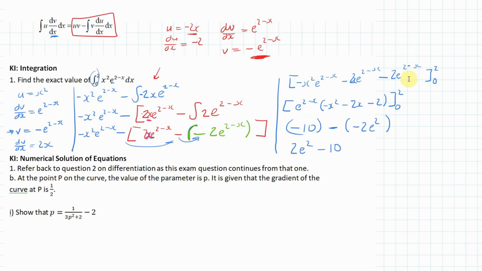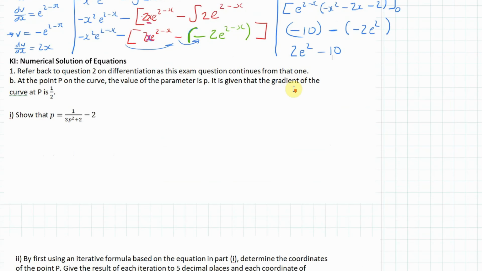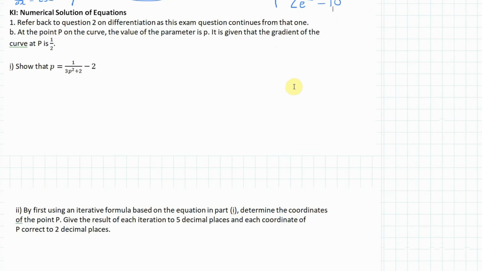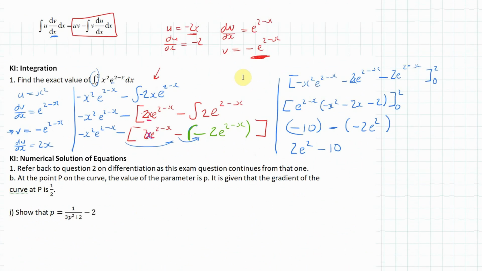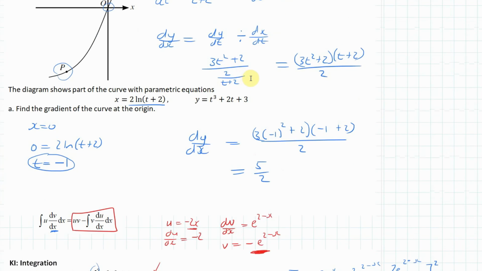Now the next one is numerical solution of equations. Now we're referring back to question 2 on the differentiation. At the point P on the curve, the value of the parameter is p. Okay, so here we go. The value of the parameter is p. Okay, and we know that the gradient at that point is 1/2. Now we worked out the gradient somewhere. Where did we work out the gradient? Here's our gradient.